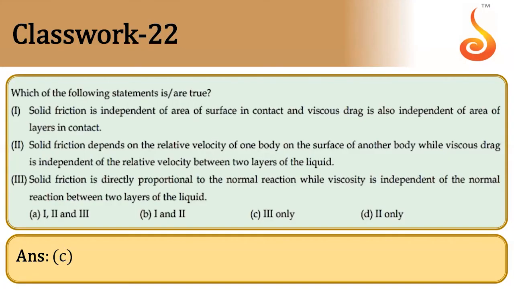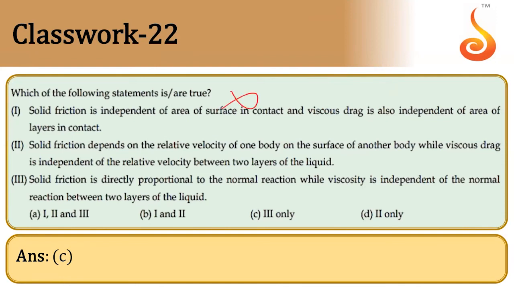Solid friction is independent of area of surface in contact, and viscous drag is also independent of area of layers in contact. This is wrong because viscous force depends on area of contact. F equal to eta A dV by dx. Do you remember? So viscous force is directly proportional to area. But in the first option, they are saying it is independent. So it is wrong.